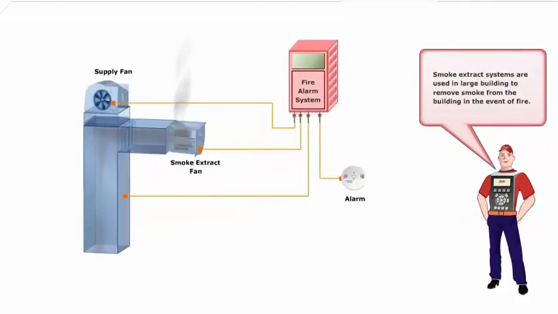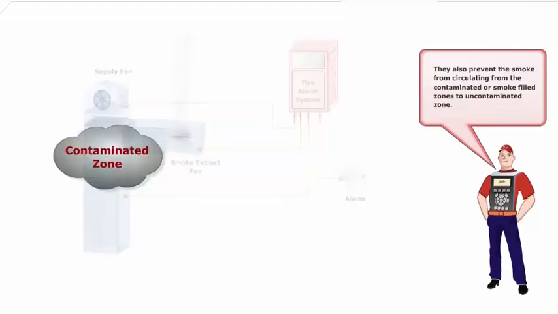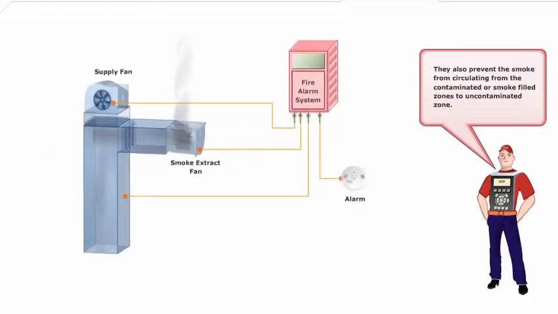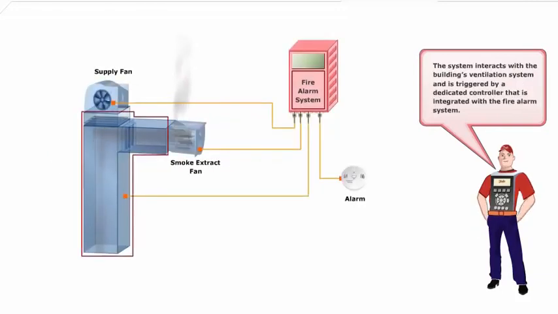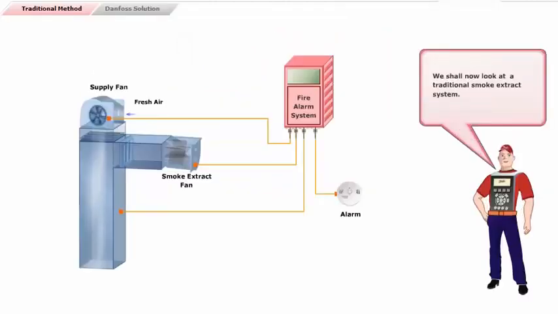Smoke extract systems are used in large buildings to remove smoke from the building in the event of fire. They also prevent the smoke from circulating from the contaminated or smoke-filled zones to uncontaminated zones. The system interacts with the building's ventilation system and is triggered by a dedicated controller that is integrated with the fire alarm system. We shall now look at a traditional smoke extract system.